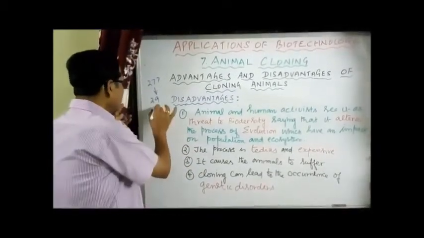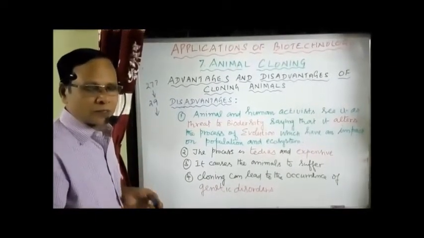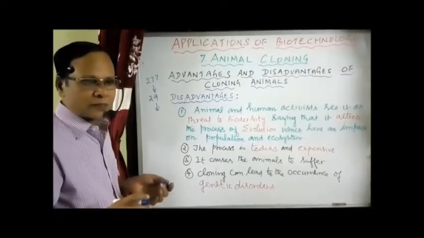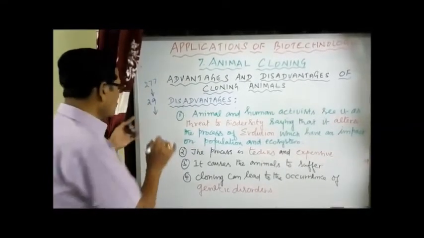When these 29 cells with the diploid nucleus in the ectoplasm were implanted in different surrogate mothers, the result was only one donor.